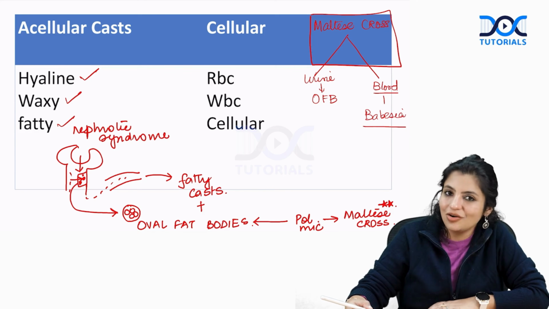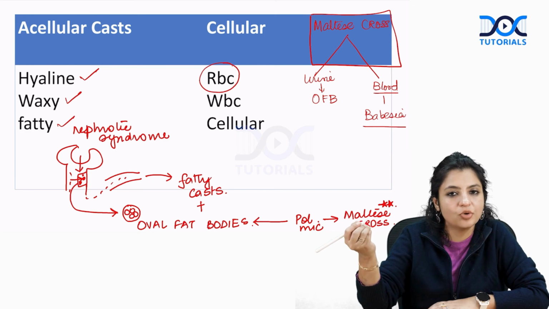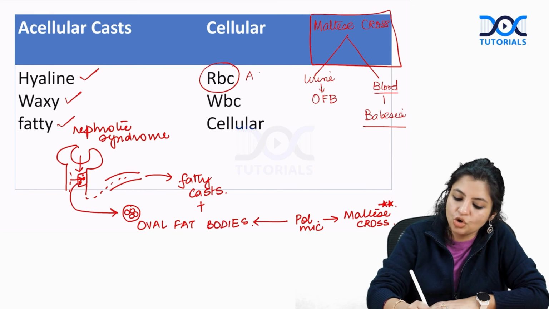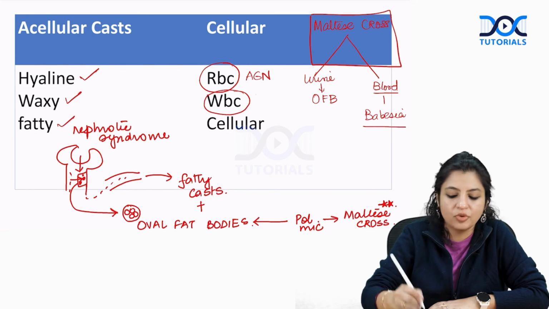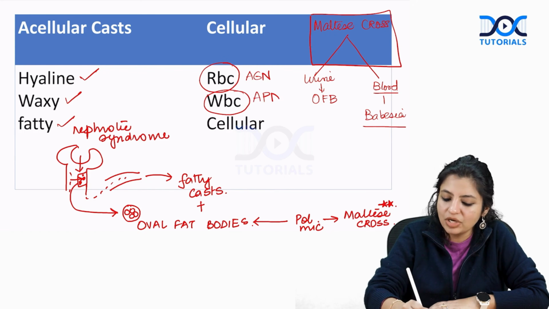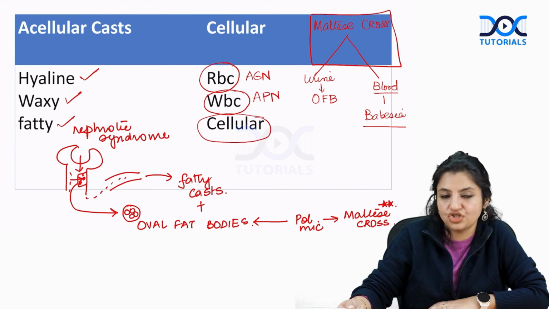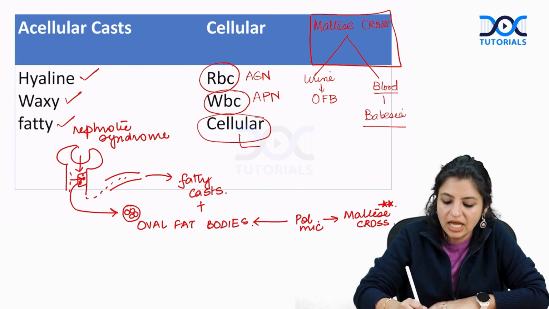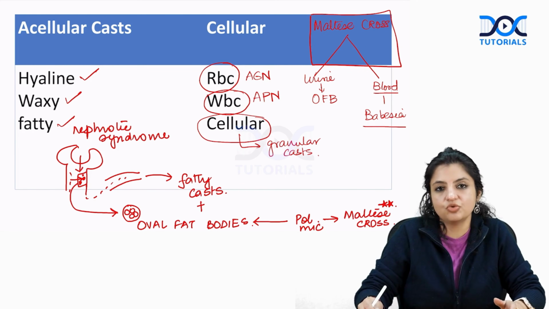Now, talking about cellular casts, we can have RBCs trapped in the Tamm-Horsfall protein, usually seen in acute glomerulonephritis. We can have WBCs trapped in the Tamm-Horsfall protein, seen in acute pyelonephritis. Or we can have cells like tubular cells, which when damaged can be trapped in the Tamm-Horsfall protein. These tubular cells get crushed and change into granular casts, becoming like small granules. These are important casts that everybody should be super clear with.